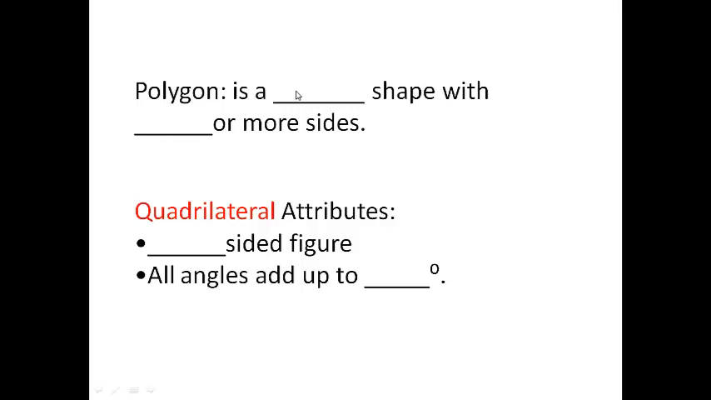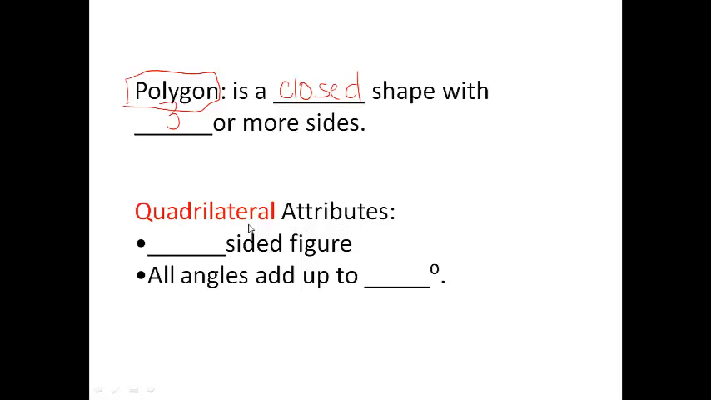Okay, now let's go to quadrilaterals, the second part of our video. Let's go over polygon again. Polygon is a closed shape with what? 3 or more sides. Very good. I want to make sure we know a polygon is everything from 3-sided to any number you want to go up to.